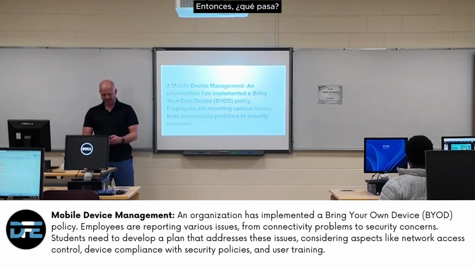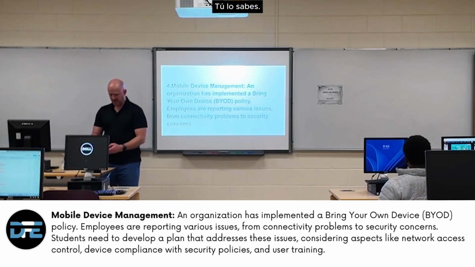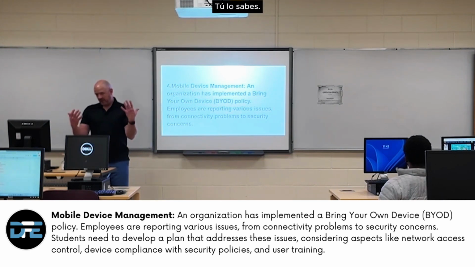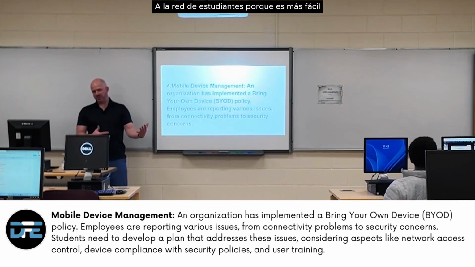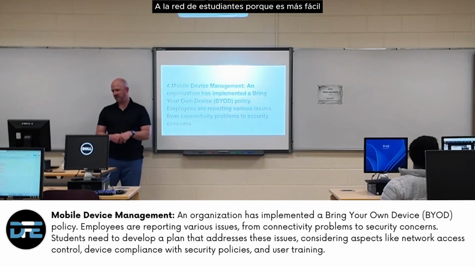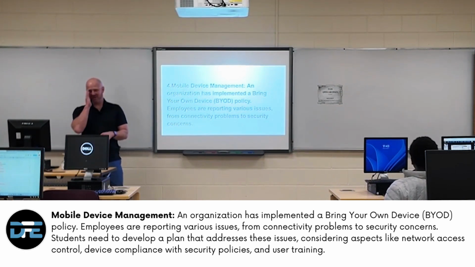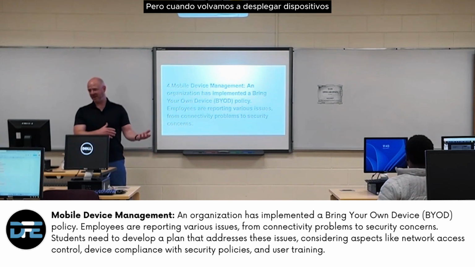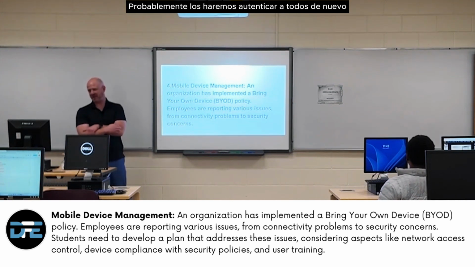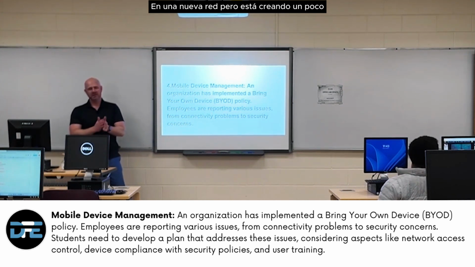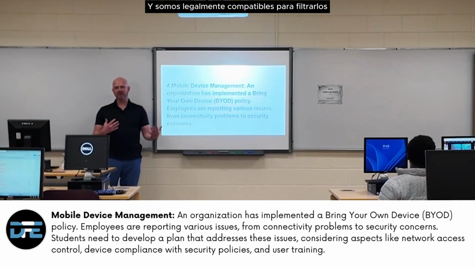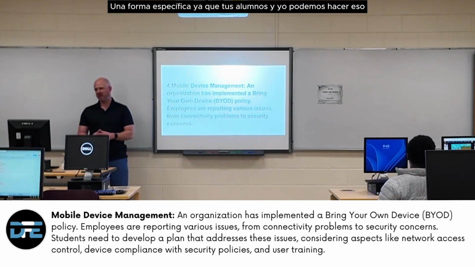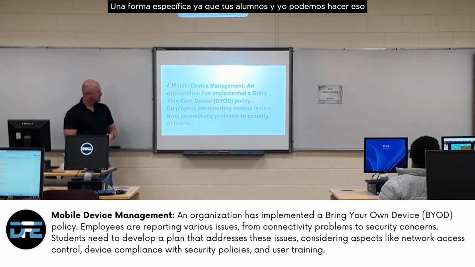So we're now navigating and moving that network over to the student network because it's just easier. But when we roll out devices again, we'll probably have them all authenticate again onto a new network. It's creating a little trouble just because it's a different set of firewalls. And we're legally compliant to filter them a specific way since they're students, and I can do that.